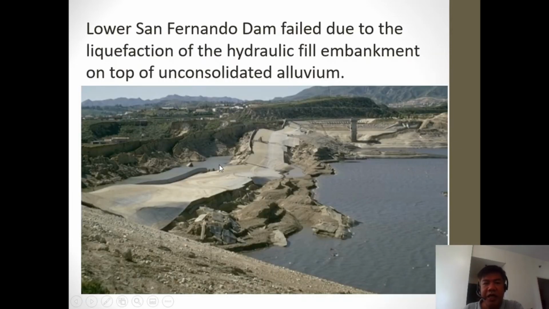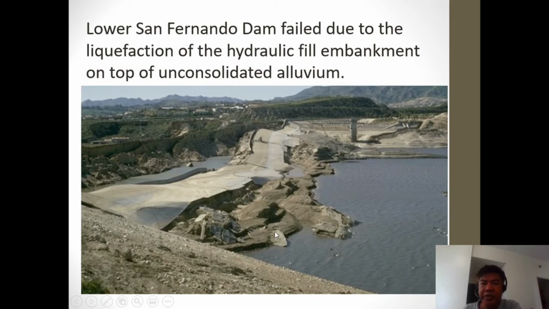Then this is the Lower San Fernando Dam. The problem in there is liquefaction. The software can also be utilized for dynamic analysis of hydraulic structures. For example, for earth dams, you subject them to an earthquake, so it is a dynamic analysis. And one of its outputs is to check which areas would be prone to liquefaction. So that could be one of the problems also.